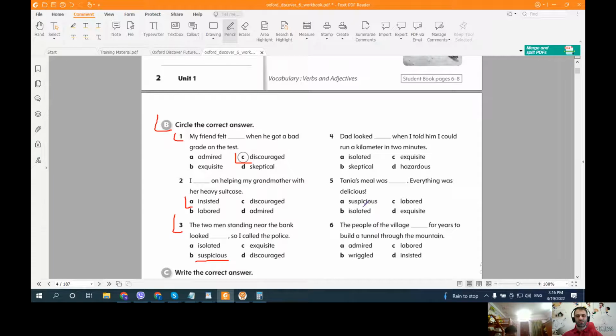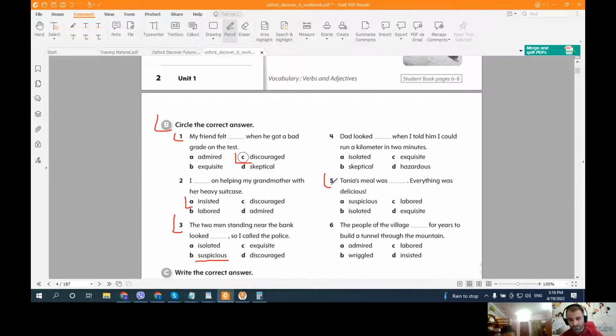A kilometer in 2 minutes. Is this possible? What do you think? Maybe if they are really fast. Okay, very nice. Now number 5.